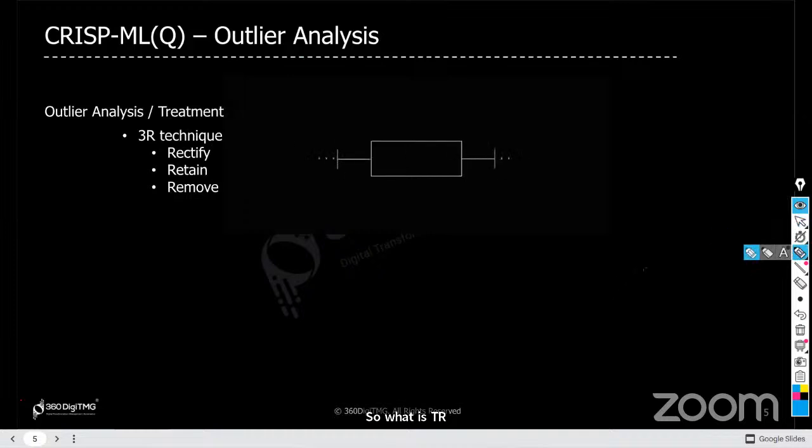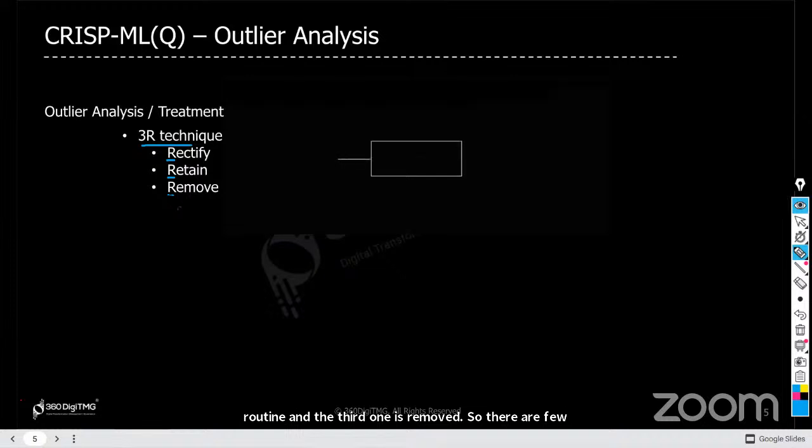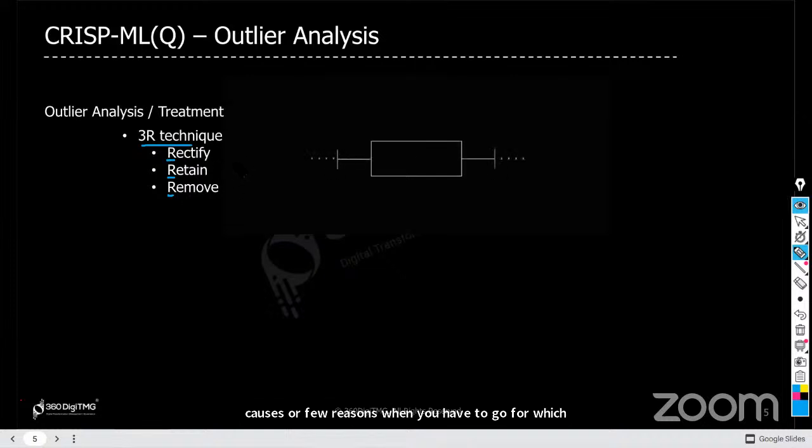Whenever we find an outlier in the data, do we have to delete it every time? Every time the same process? No, it is based on the situation. In this 3R technique, there are 3 Rs present. The first R stands for rectify, the second one stands for retain, and the third one is remove. There are a few causes or reasons for when you have to go for which type of technique, like rectify, retain, or remove.